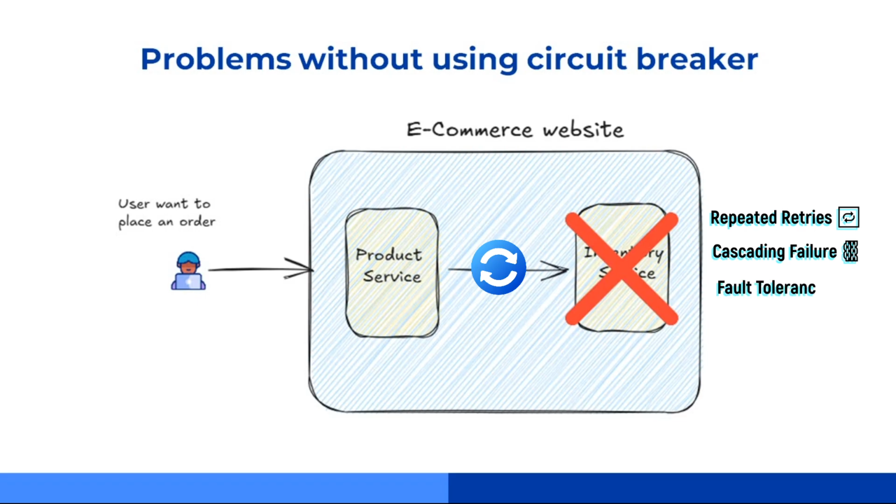That's why fault tolerance is so important in distributed systems. Without protection like circuit breaker, retries, timeouts, and failure storms can bring everything down. So what's the solution? Let's check how a circuit breaker helps in this situation.